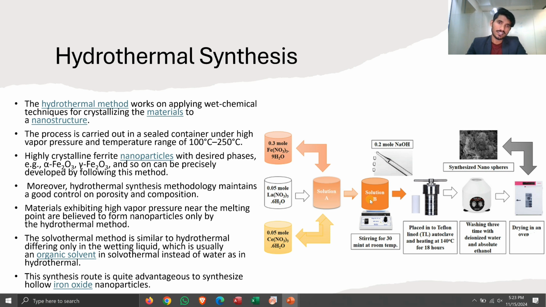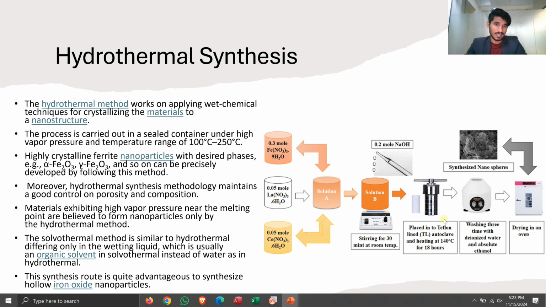As you know, dissolving all three salts will make this solution acidic, so I have to set the pH for this solution. For this I add 0.2 molar NaOH, sodium hydroxide. You can use 1 molar, 2 molar, or 3 molar depending on your choice. You set the pH to basic, roughly 10-11, then stir it for a further 30 minutes, and after that you transfer it to the autoclave.